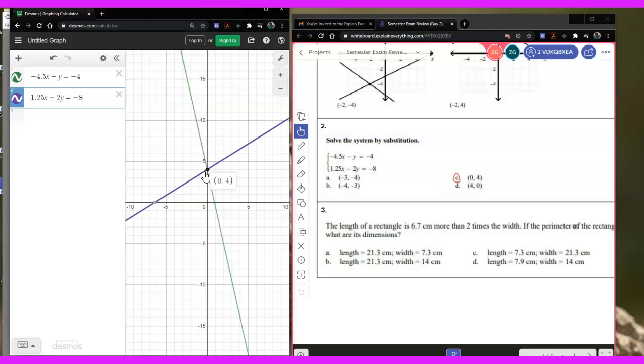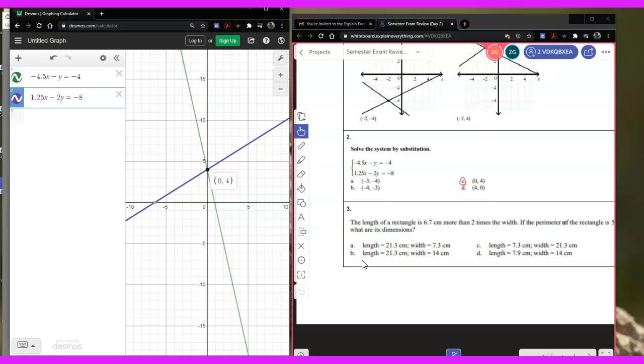Now, I do ask you to show work. What I recommend you do is you get a screenshot of this, and also a screenshot of the last problem, and that's what you would submit on a Word document showing that you did use Desmos to solve question 2. Okay? We're going to go to question 3.